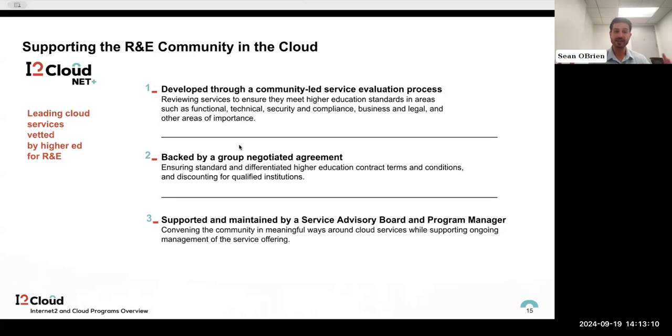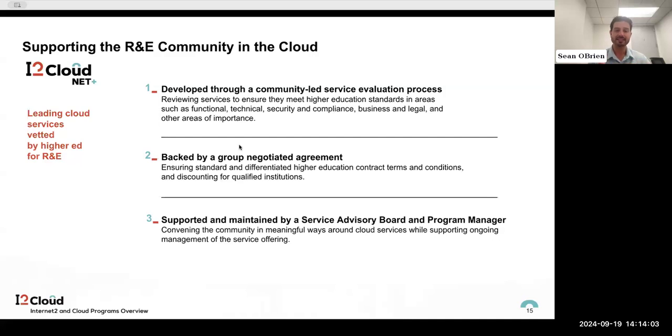One of the great things about cloud is that it provides scale. If we can leverage the scale of our community to bring in some of the most talented security, accessibility, networking, and privacy people from across the community to work together to do an evaluation, that helps everyone. That raises the tide for everyone. It also helps the vendors not have to go through those processes over and over again with multiple institutions. Secondly, a Net Plus service is backed by a negotiated group agreement, usually called a business agreement or a facilitation agreement. And that agreement ensures that the pricing, the terms, all of the things we worked on in that service evaluation process are codified and available to qualified institutions.